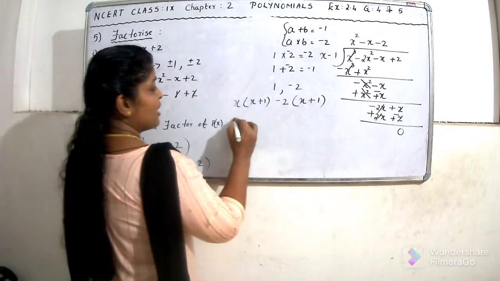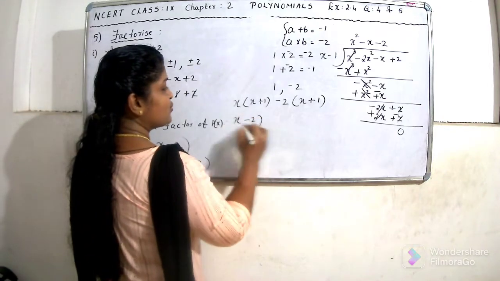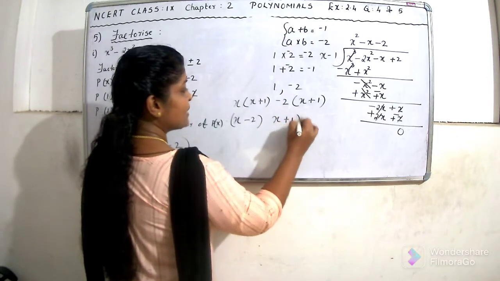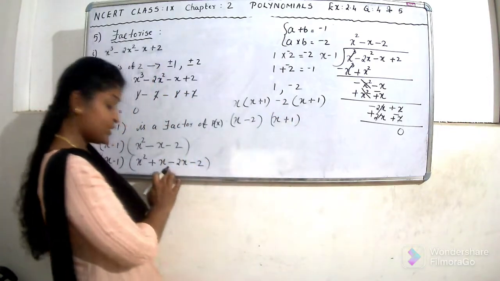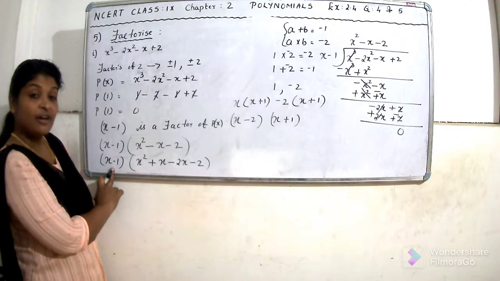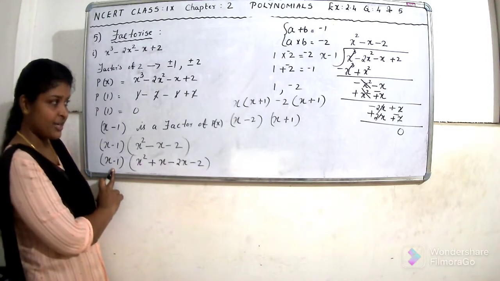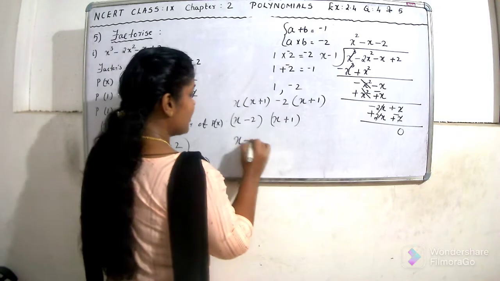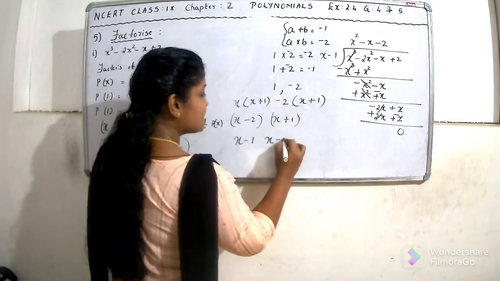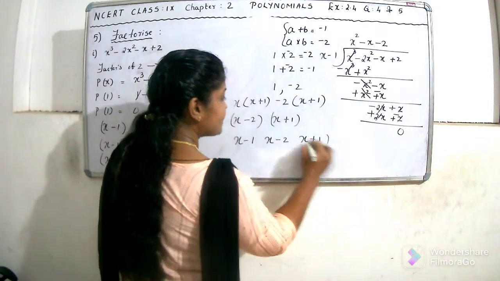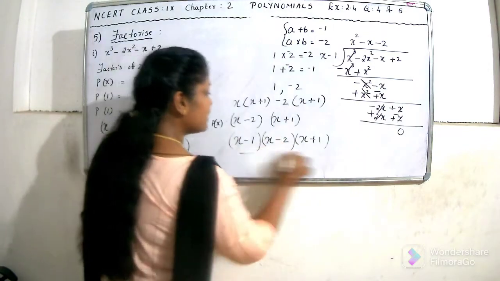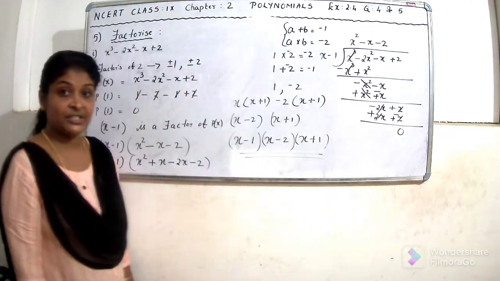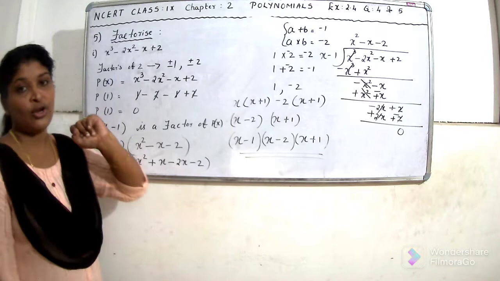So x minus 2 and x plus 1. These are the two factors for this quadratic, and our confirmed factor is already here, x minus 1. So which are the three factors? The factors are x minus 1, x minus 2 and x plus 1. These are the three factors for this cubic polynomial.